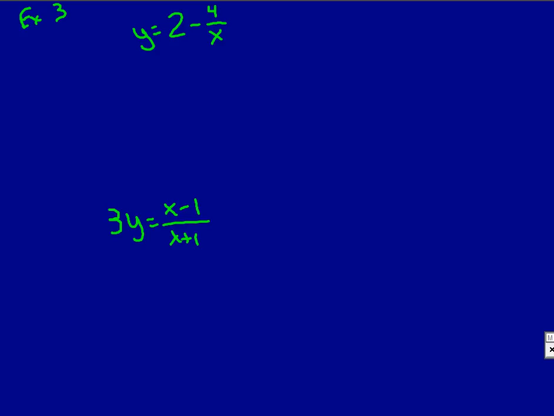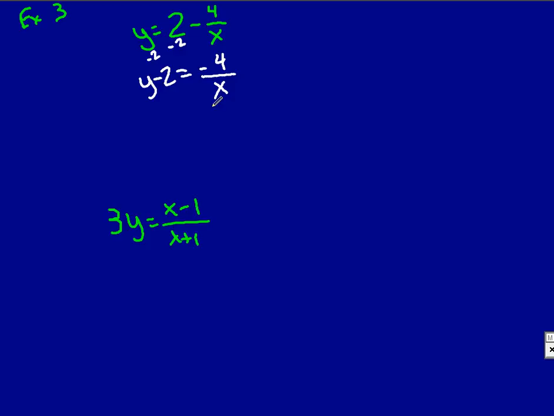Okay, third page, probably the toughest one of them. To get x by itself here, well first let's get this entire x fraction by itself. So to do that, I have positive 2, I need to subtract 2 from both sides. Y minus 2 equals negative 4 over x.